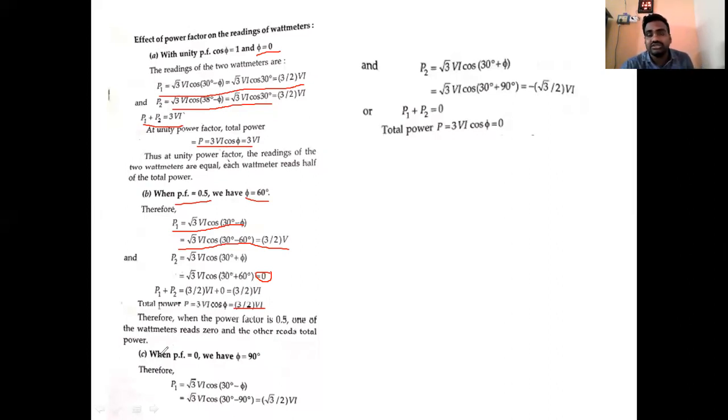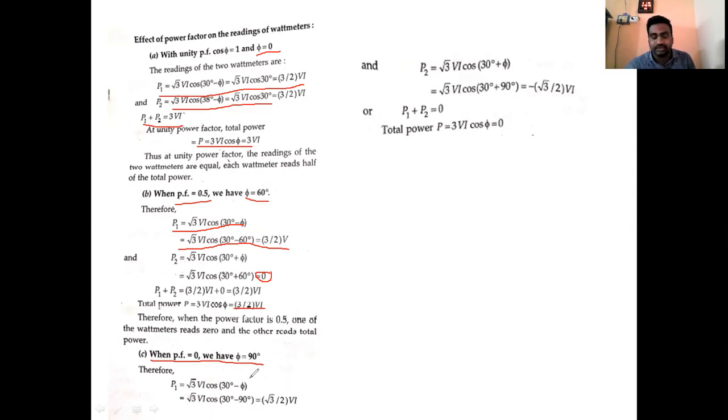When the power factor is 0, this is a special condition. Power factor doesn't go through 0 in a normal industrial condition or normal domestic load condition. But what happens when the power factor is 0, at phi equal to 90 degrees?